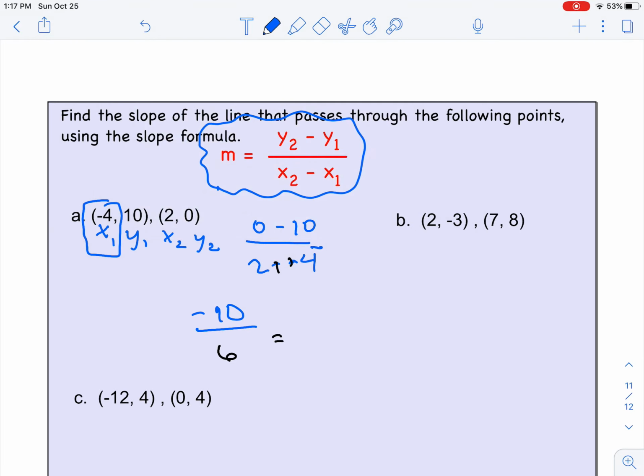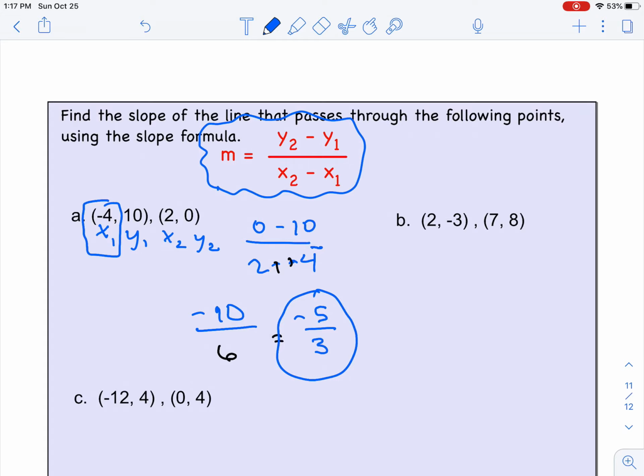So that gives us a slope then. When we reduce that fraction, we can divide by 2 on each side, so that gives us negative 5/3. That is the slope of that line.